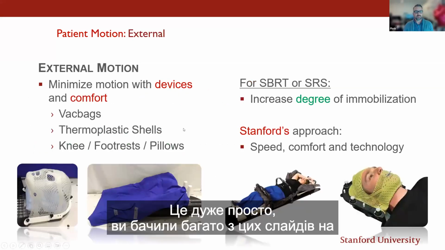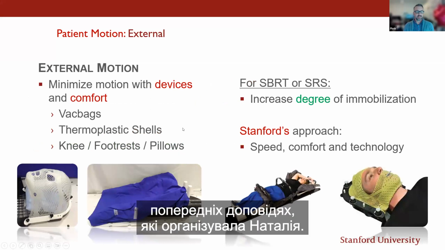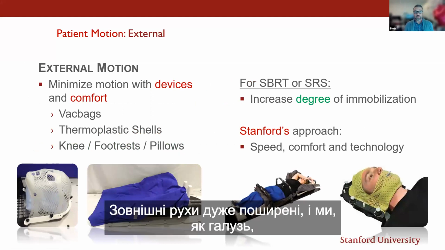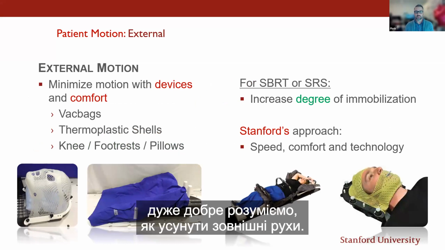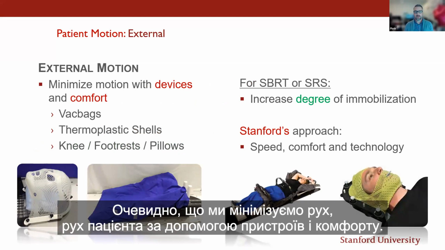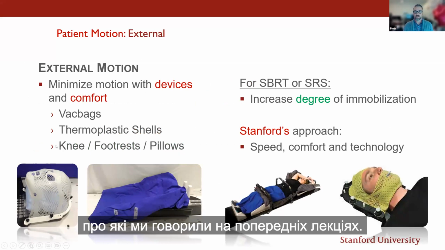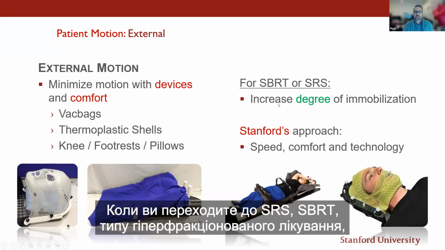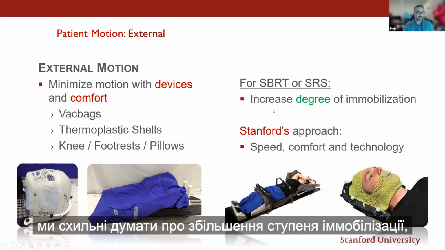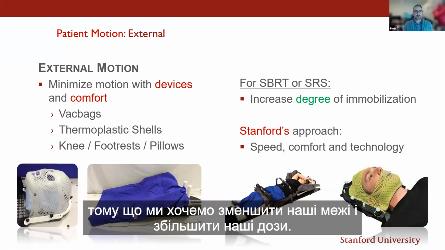So very simple. You've seen many of these slides in the previous talks that Natalia has organized. External motion is very common, and we generally, as a field, have a very good grasp on how to eliminate external motion. So obviously, we minimize patient motion through devices and through comfort. These are things like the vac bags and thermoplastic shells that have been talked about in the previous lectures. When you move into SRS, SBRT, hypofractionated treatments, we tend to think of increasing the degree of immobilization because we want to reduce our margins and increase our doses.